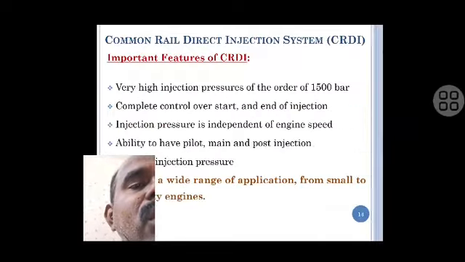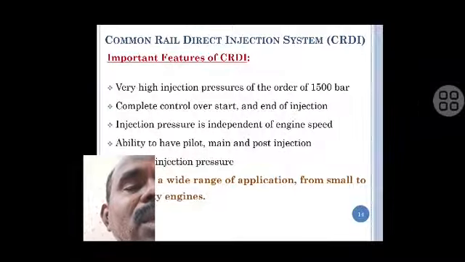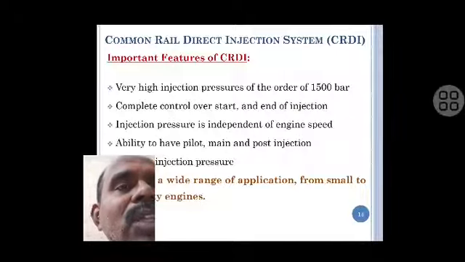Important features of the CRDI: very high injection pressure of the order of 1500 bars, complete control over the start and end of injection. Injection pressure is independent of the engine speed. Ability to have a pilot, main and post injection. This system has a wide range of application from small to heavy engines.